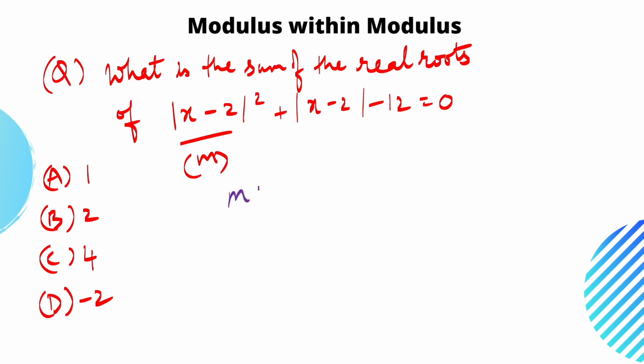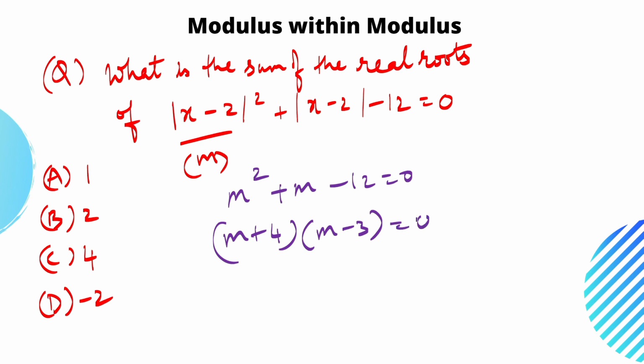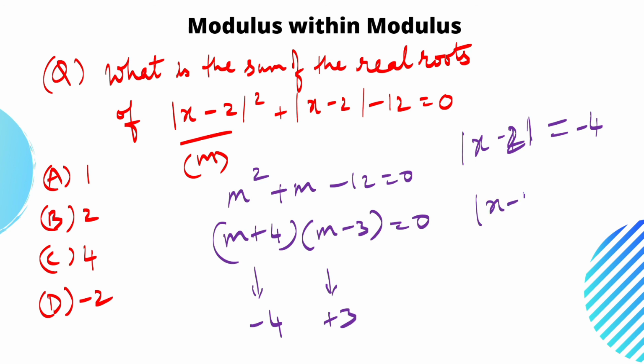then we can make this equation as m square plus m minus 12 is equal to 0, and m plus 4 into m minus 3 is equal to 0. So m will be equal to minus 4 in this case, and in this case it is plus 3. So modulus of x minus 2 is equal to minus 4, and modulus of x minus 2 is equal to plus 3.